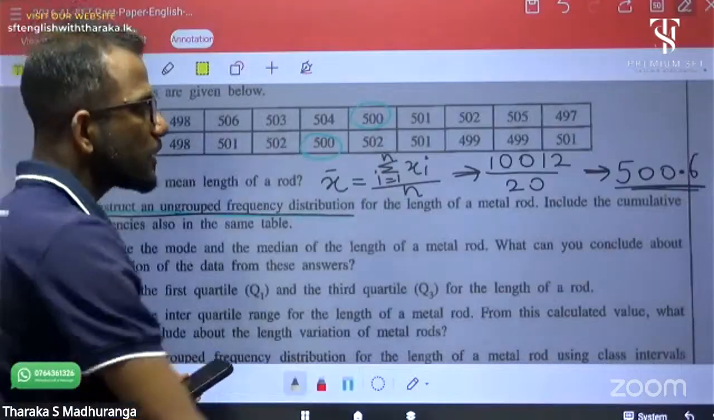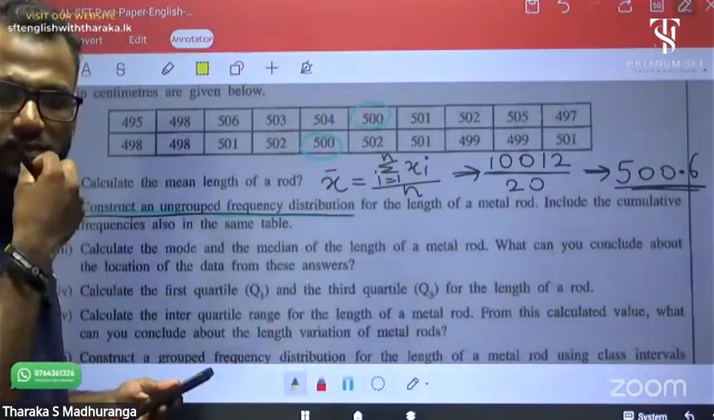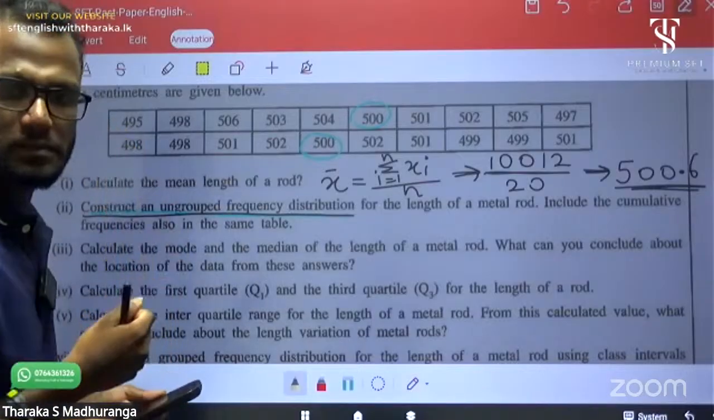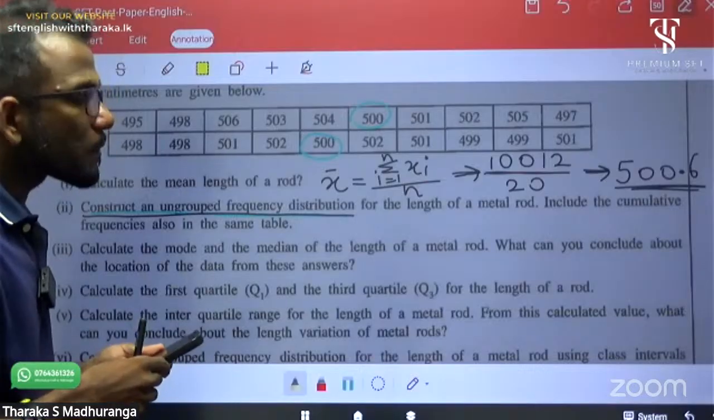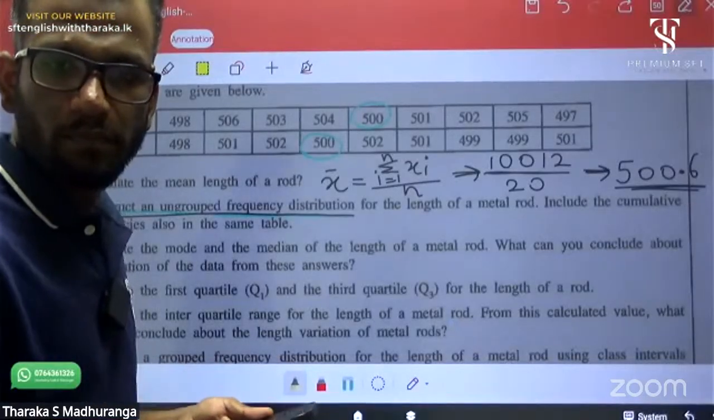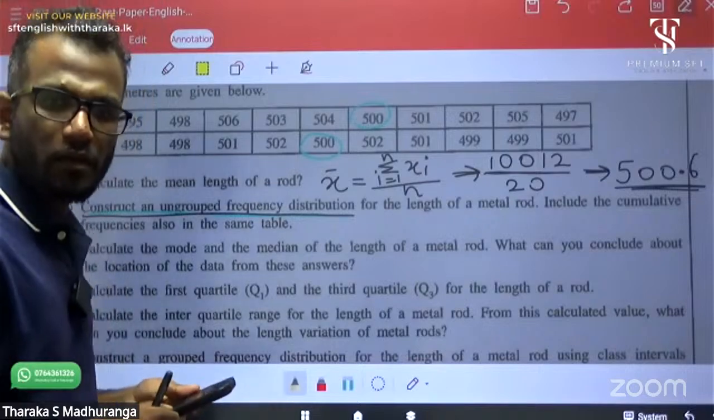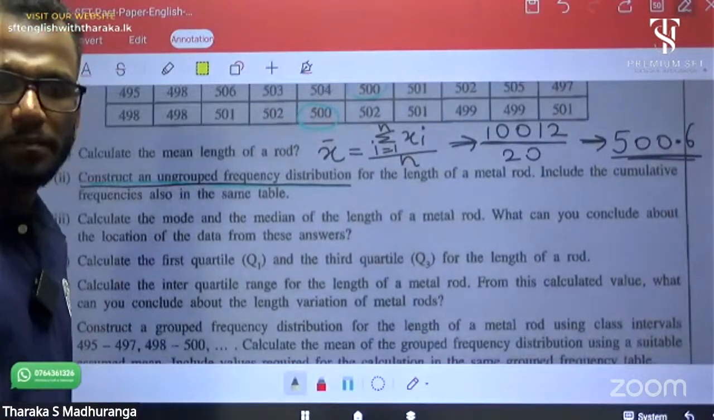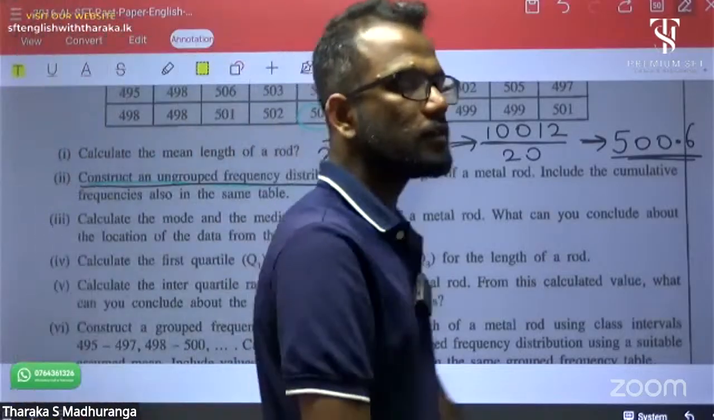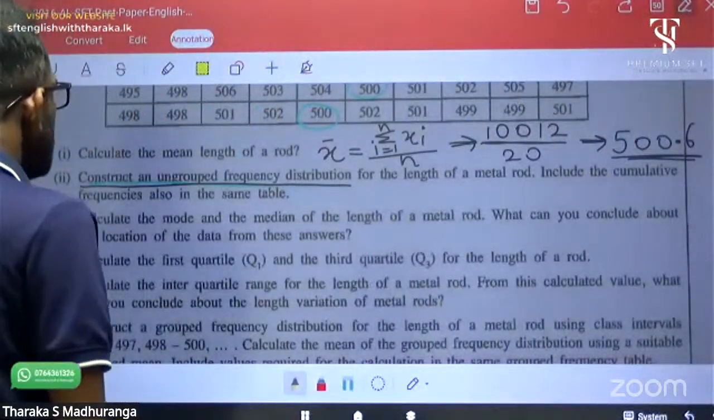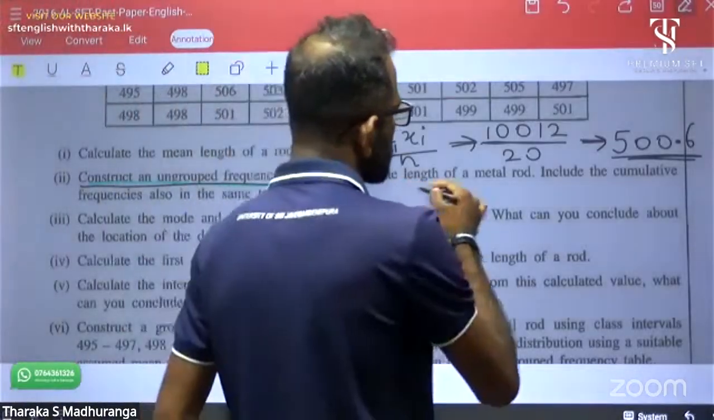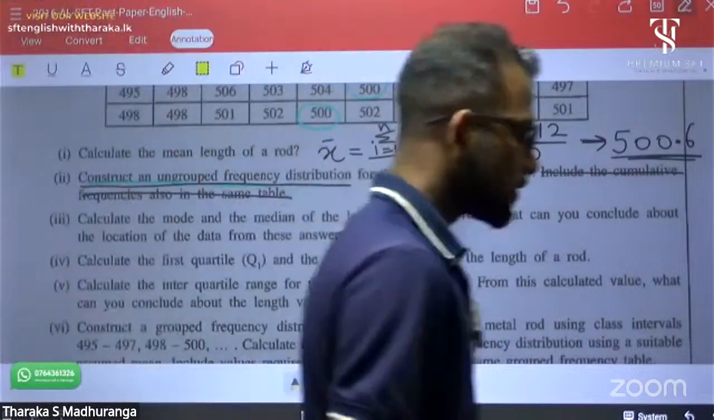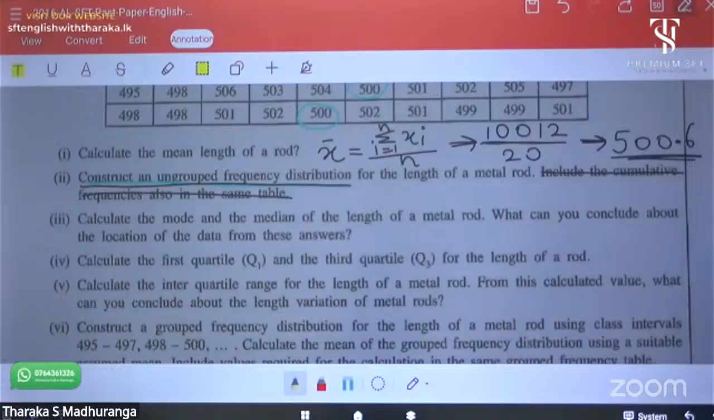Others, is the summation correct? Kabir, is it correct? Yes, correct, right? Then 500.6 is the mean of the distribution. Then construct an ungrouped frequency distribution for the length of metal rod. This part we don't need now, that we can discuss later. Cumulative frequency I will explain later.